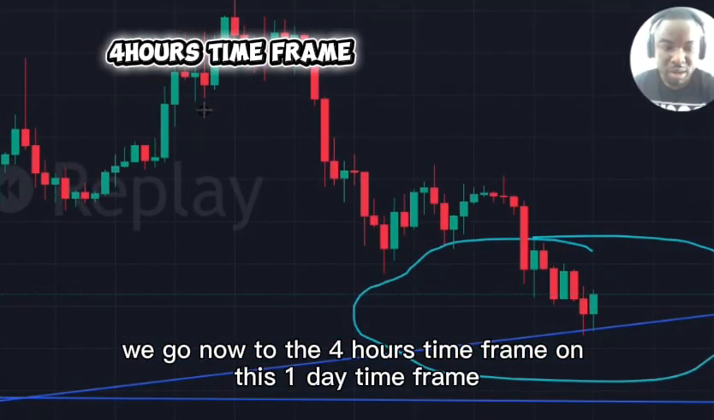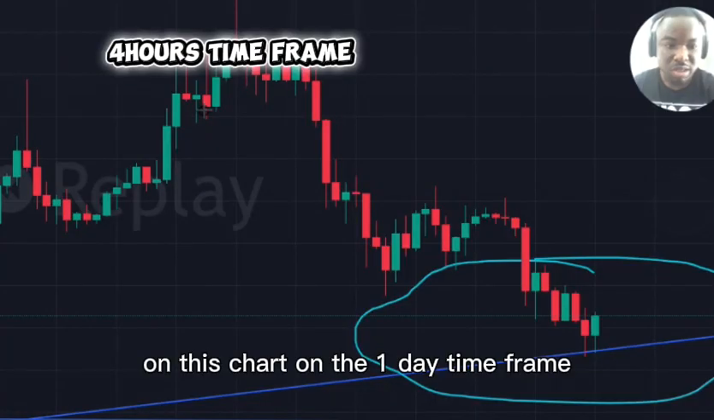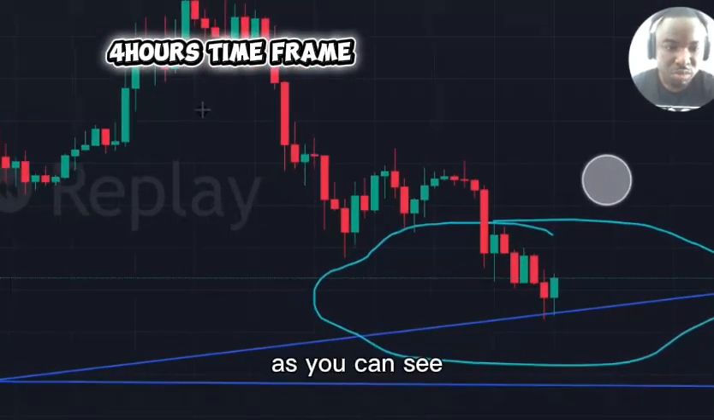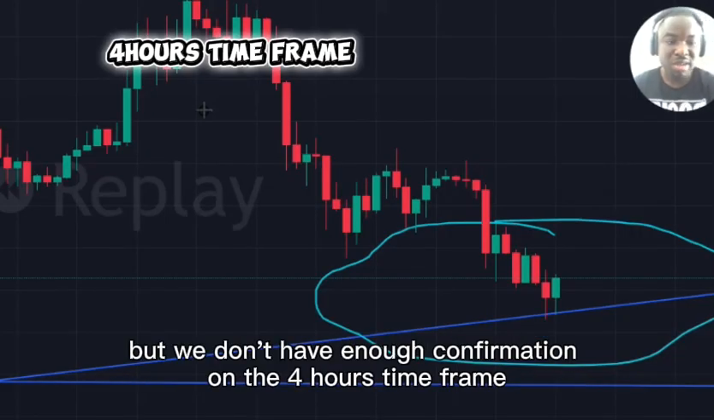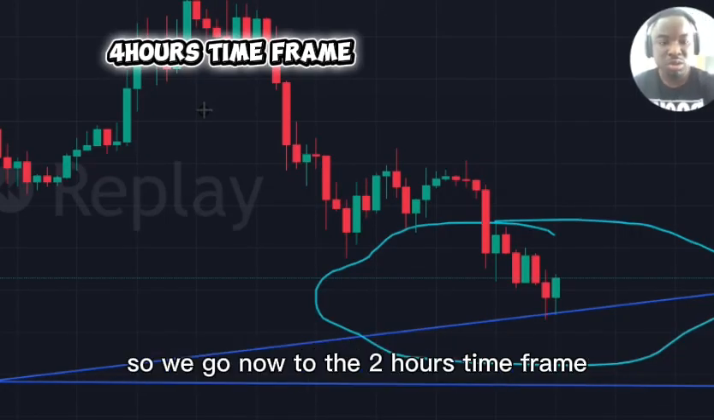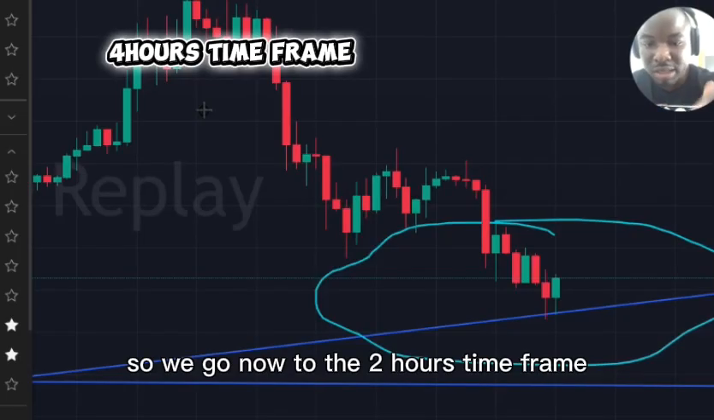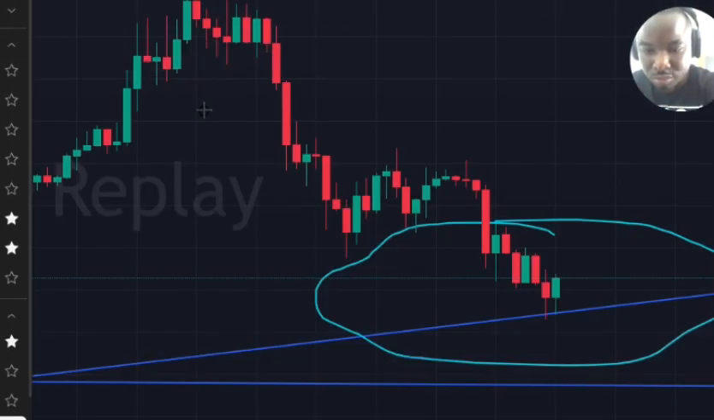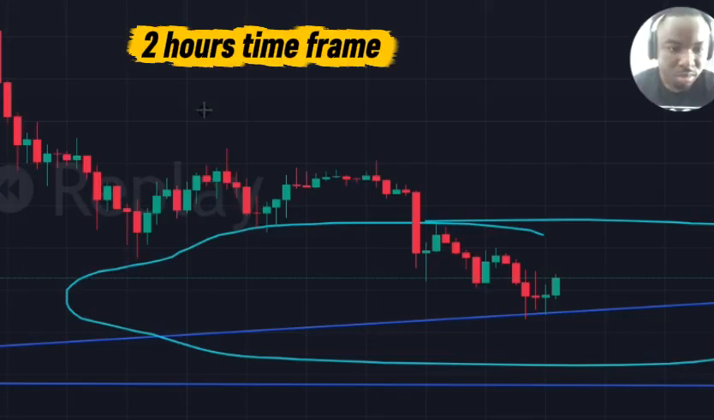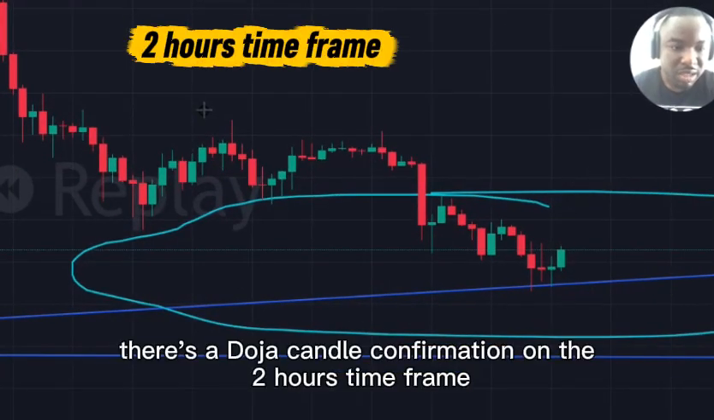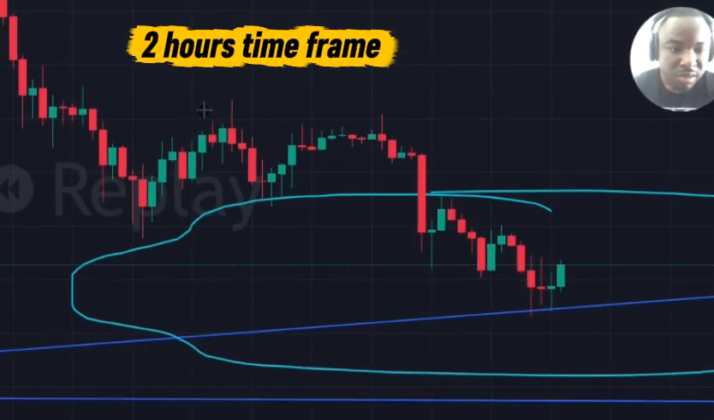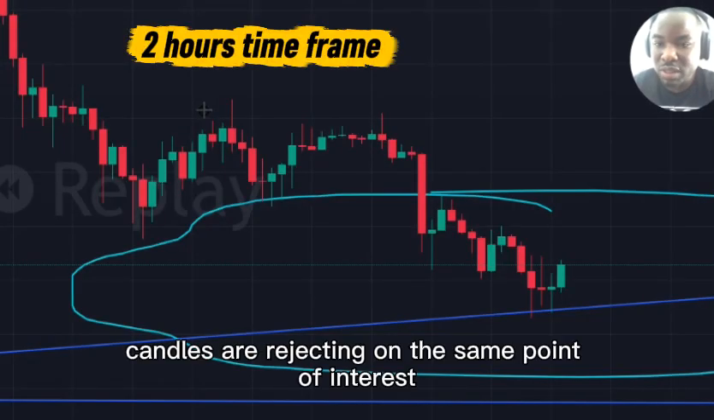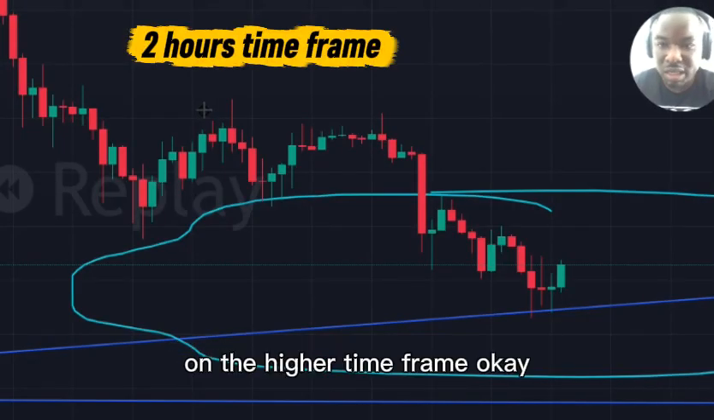On this chart, as you can see, there's a candle color change confirmation on the 4 hours time frame, but we don't have enough confirmation on the 4 hours time frame. So we go now to the 2 hours time frame. As you can see, there's a doji candle confirmation and rejection on the 2 hours time frame. The candles are rejecting on the same point of interest on the higher time frame.